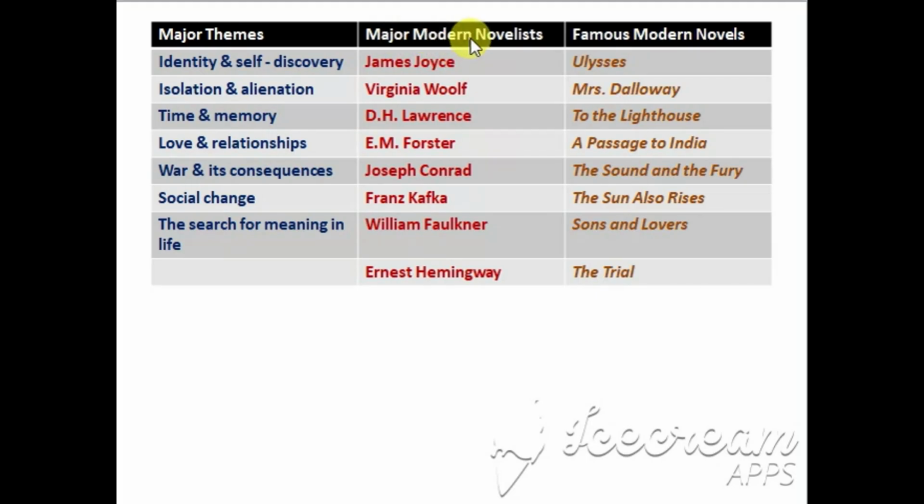Examples of important modern novelists include James Joyce, Virginia Woolf, D.H. Lawrence, E.M. Forster, Joseph Conrad, Franz Kafka, William Faulkner, Ernest Hemingway. Now some examples of the modern novels, the famous ones include Ulysses, Mrs. Dalloway, To the Lighthouse, A Passage to India, The Sound and the Fury, The Sun Also Rises, Sons and Lovers, The Trial.